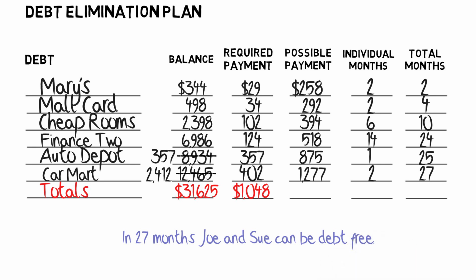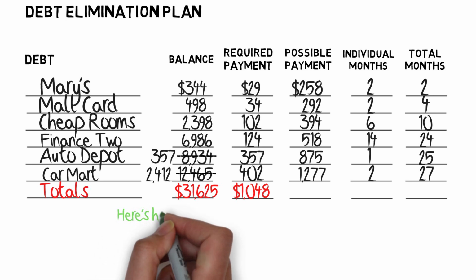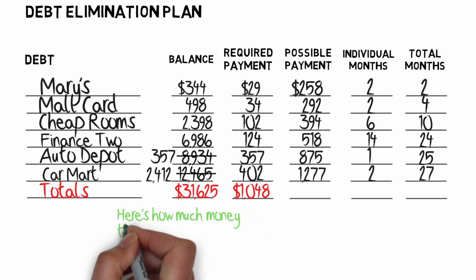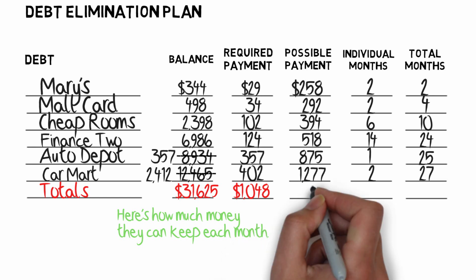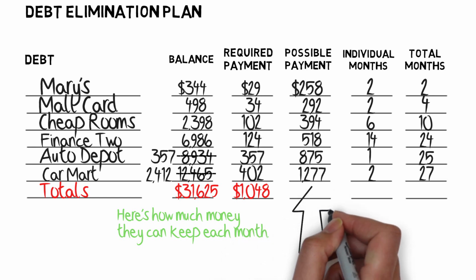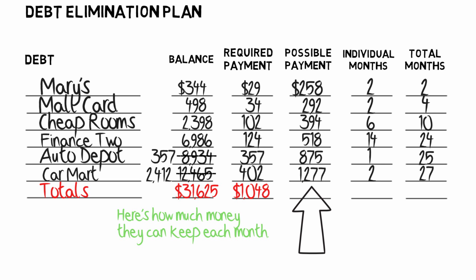You then tell Joe and Sue that by following this debt elimination plan, they can be debt-free in just 27 months. Now have them imagine how nice it would be to divert the money previously dedicated to debt to other things. How nice would it be to use the $1,277 for a larger emergency fund, college, retirement, or paying the house off early?